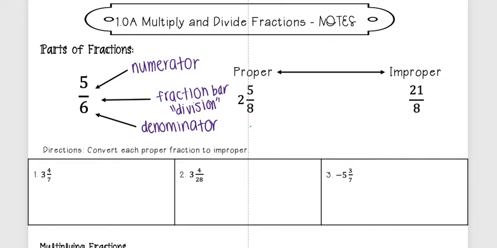And we can switch between these two by doing something like this. From this proper to become improper, I'm going to do 8 times 2, which is 16, plus 5, which is 21, which matches over here. And then my denominator stays the same. So those 8s are going to stay the same.